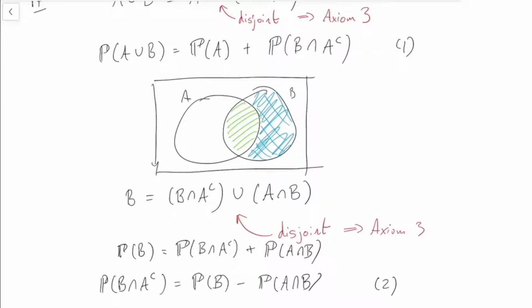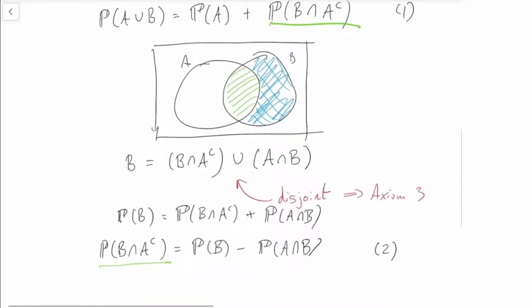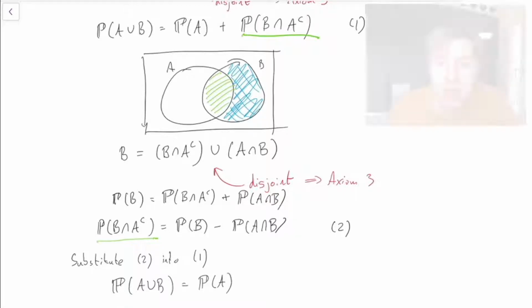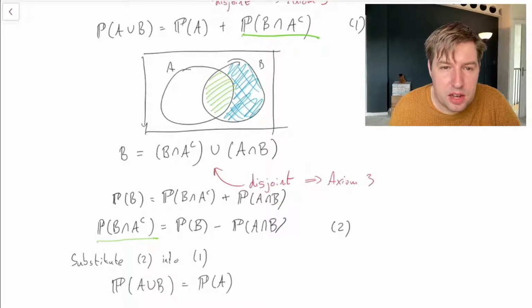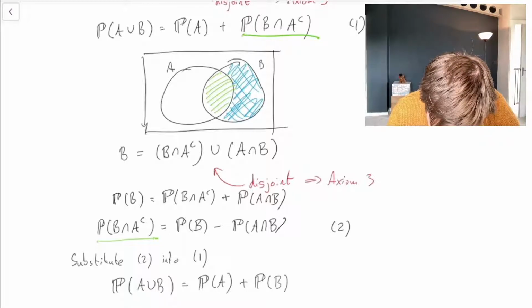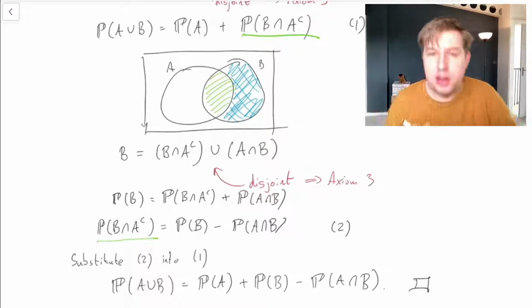So we can substitute the value of P of B intersect A complement from 2 into the value that we wanted in 1. Right? So let's do that. Substitute 2 into 1. And that gives us, well, 1 is probability A union B equals probability of A plus the thing underlined in green that we've rewritten in 2, which is probability of B minus probability A intersect B. And that is what we were trying to prove all along.